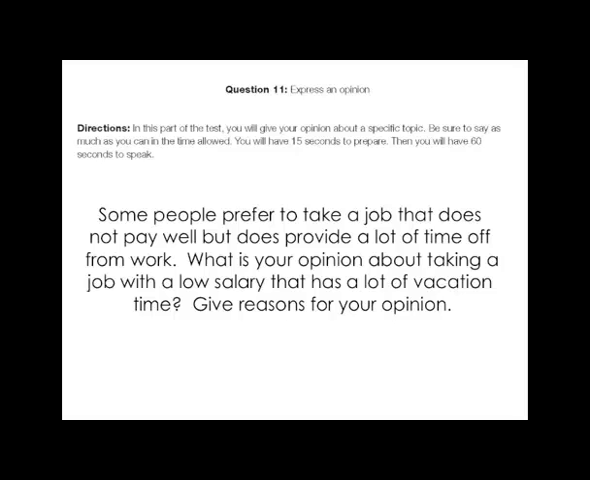Some people prefer to take a job that does not pay well, but does provide a lot of time off from work. What is your opinion about taking a job with a low salary that has a lot of vacation time? Give reasons for your opinion.